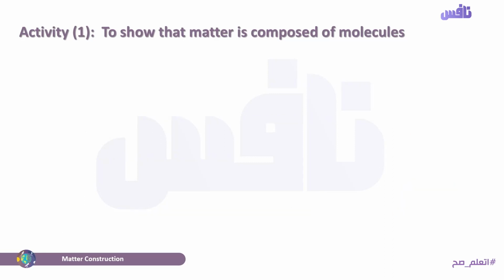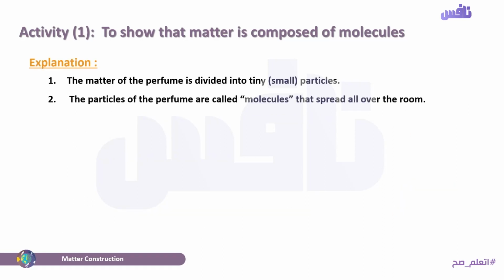طيب, إيه اللي حصل؟ Explanation: the matter of the perfume is divided into tiny or small particles. معنى كده إن البرفيوم عندي بيتكون من the tiny or small particles. The particles of perfume are called molecules that spread all over the room.